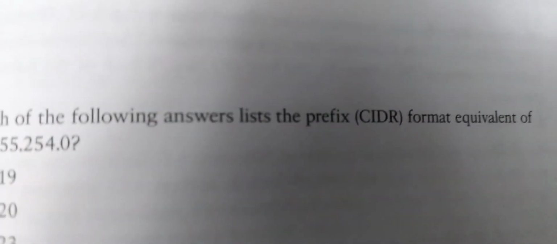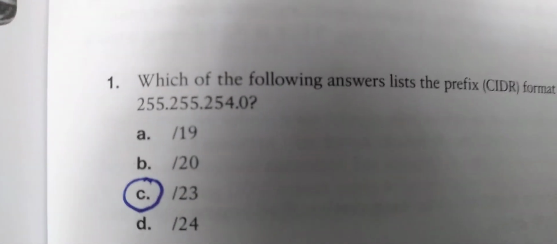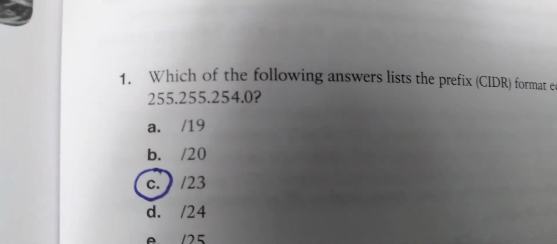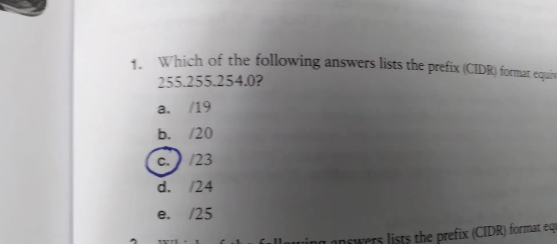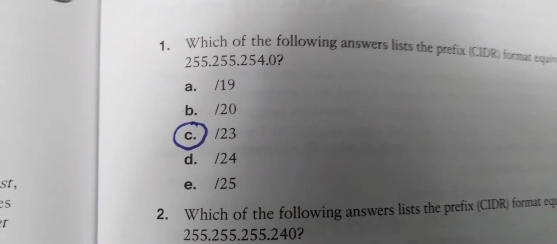What we discussed today is similar to this question, which is, which of the following answers list the prefix CIDR format equivalent of 255.255.254.0? So that would be a /23.